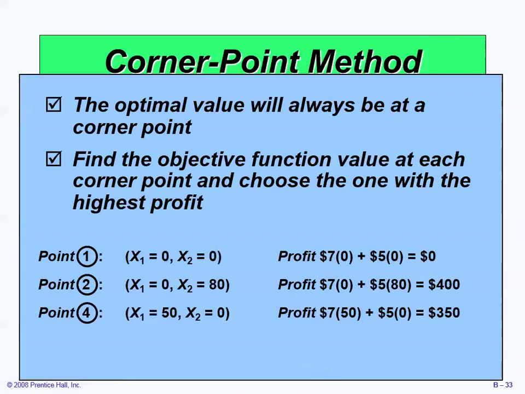Well, one obvious corner point is 0, 0. And of course, if we don't produce anything, we can't expect any profit. The next one, 0, 80, is the one on the x2 axis. The profit is 7 times 0 plus 5 times 80, which is 400. In the other one, 50, 0, the profit is 7 times 50 plus 5 times 0, which is 350.